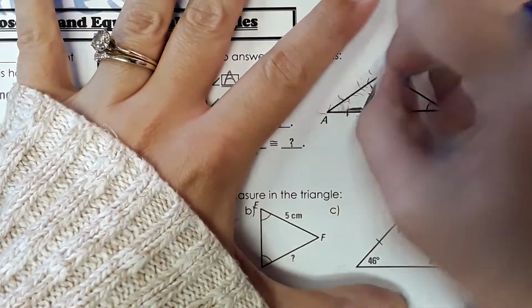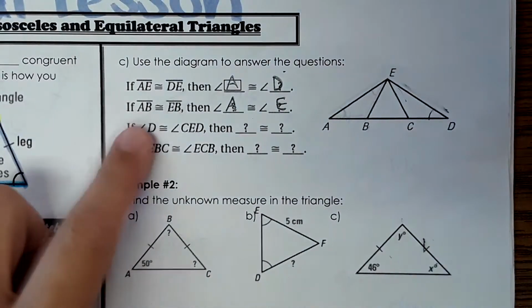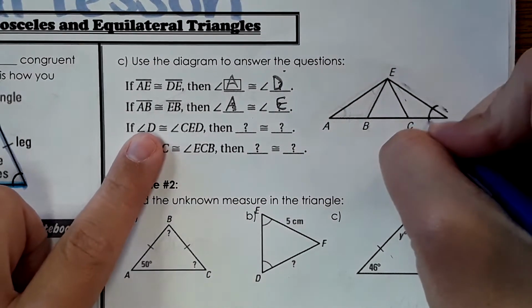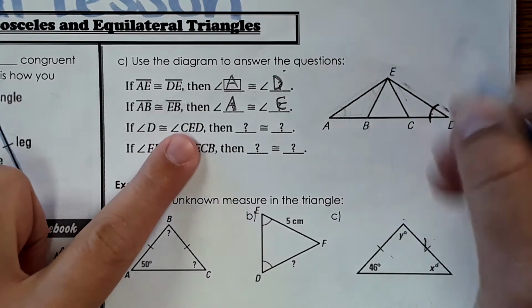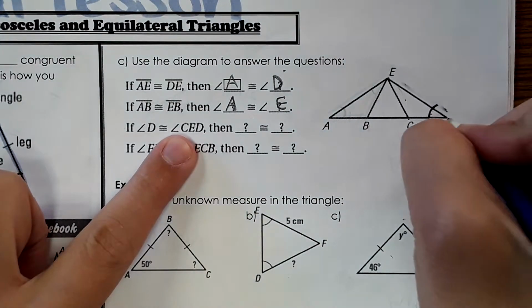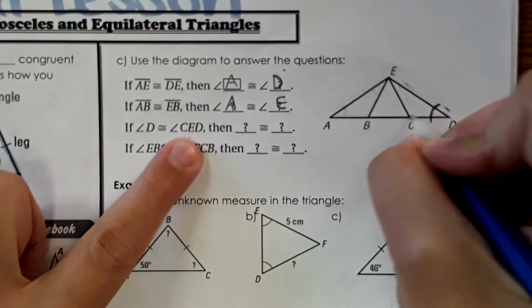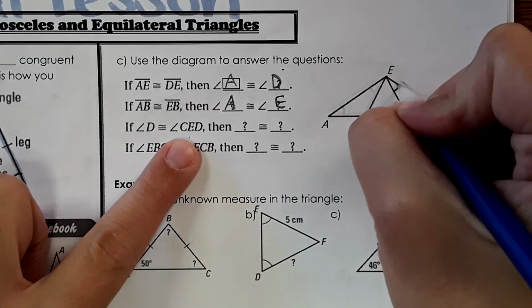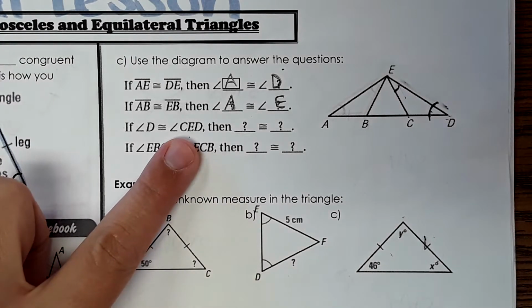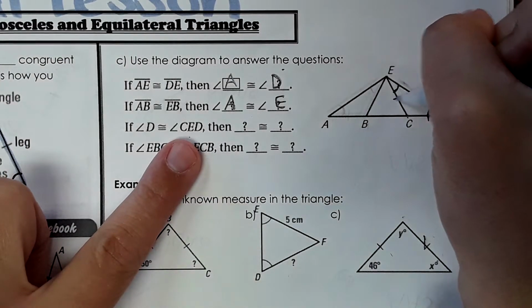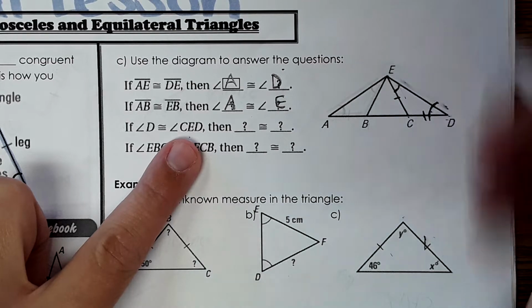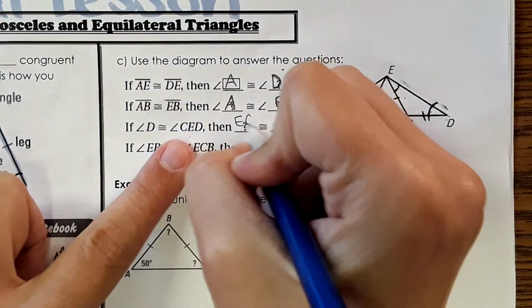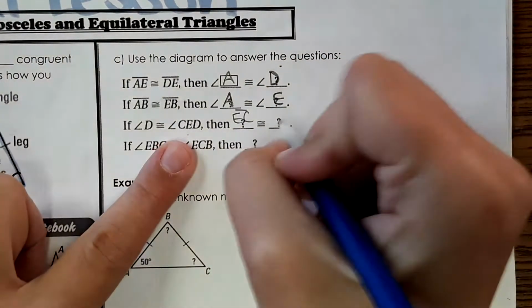Okay, the next one. It says that angle D, so I identify angle D, is congruent to CED. So when you identify that angle, just connect the dots, CED, and it's talking about this angle right here. So then this side would be equal to this one. So EC would be congruent to CD.